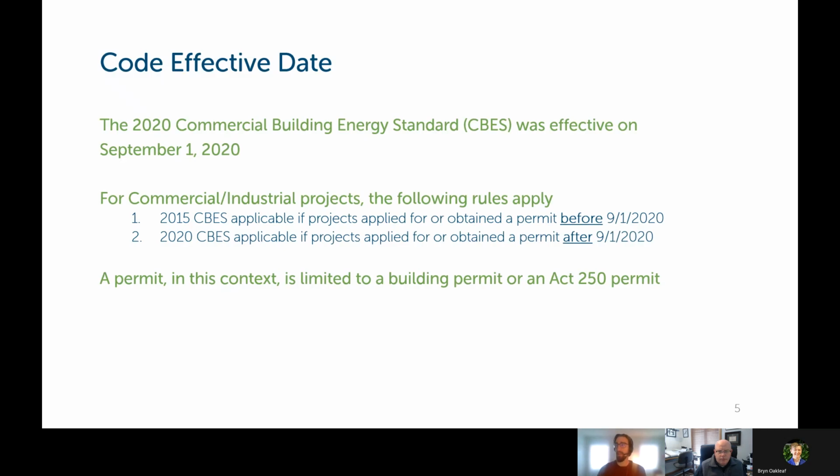The effective date of the Commercial Energy Code was September 1st of 2020. So any project that had applied for or obtained building permits before September 1st of 2020 could still use the previous version of the Energy Code, the 2015 code. And if any permits were obtained or applied for after that date, then you would need to use the 2020 code. In this context, the permit is a building permit or an Act 250 permit.